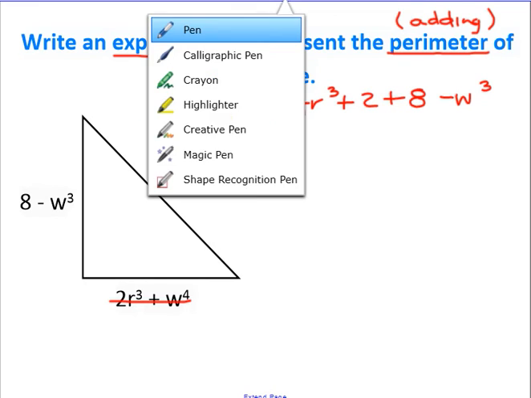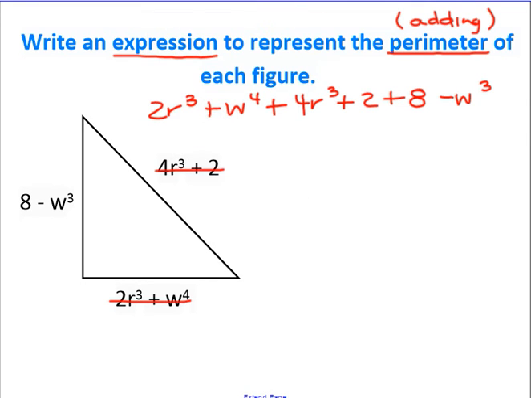All right, let's get our highlighter. Here we have 2r to the third. Do we have another r to the third? Yep, plus 4r to the third, and I think that's it. Then here we have a plus w to the fourth, and that's it for that one. Then here we have a plus 2, plus 8, and then a minus w to the third.